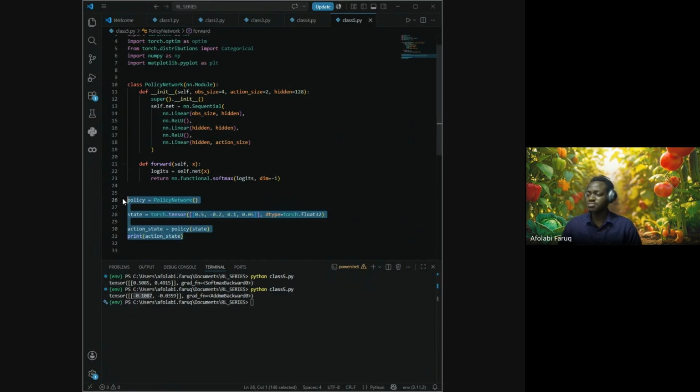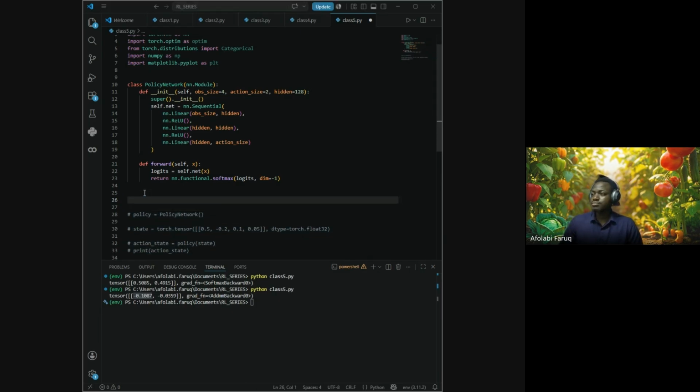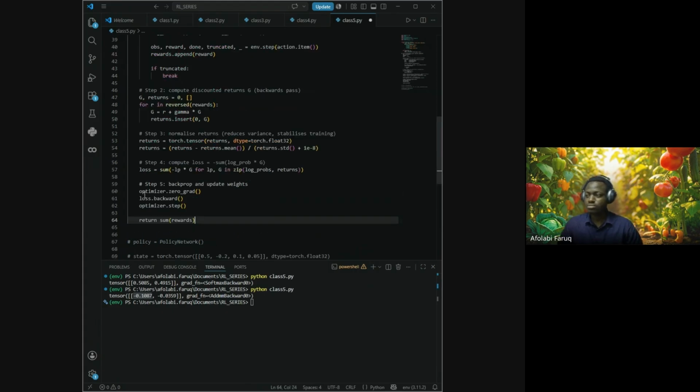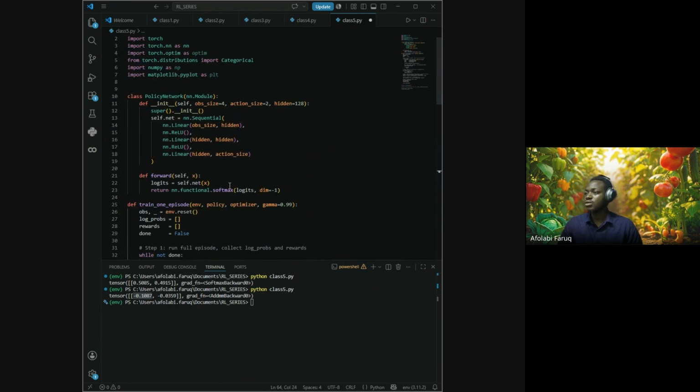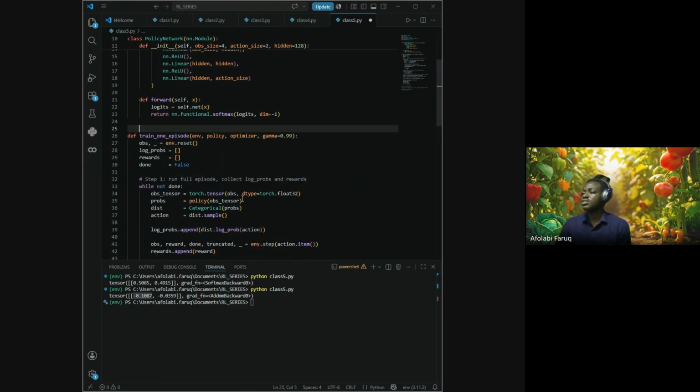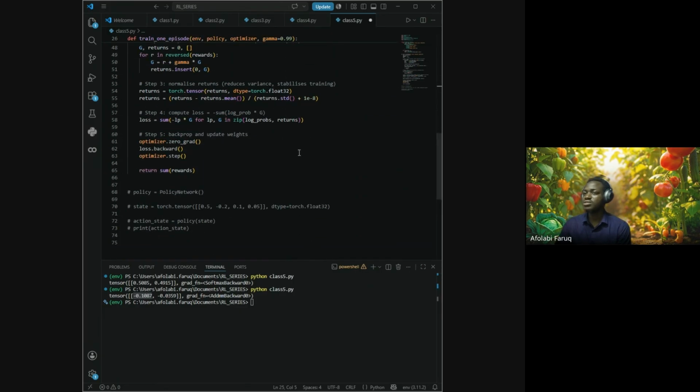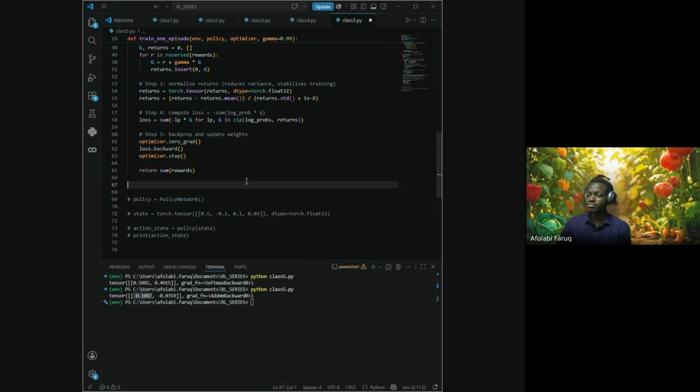Okay, so let's proceed to that part of our code. We are going to get a function that trains a single episode. Okay, so here is a function that trains just one episode, right? So we have that here.